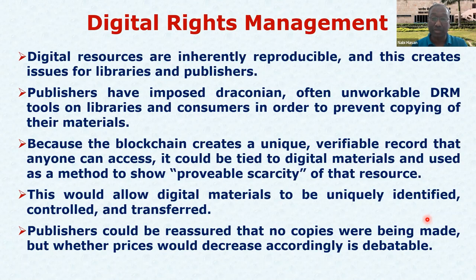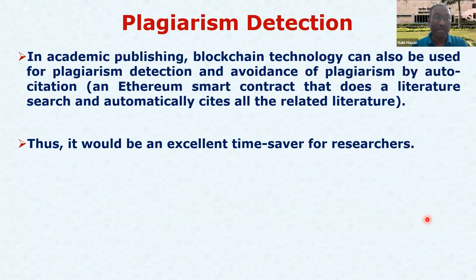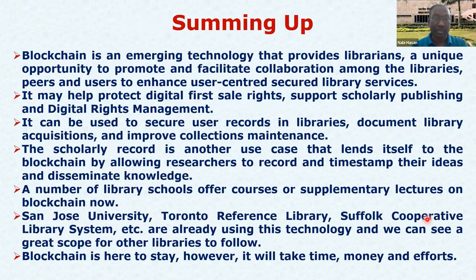It could be tied to digital materials as well, and it can safeguard the interest of the publishers as well. In academic publishing, blockchain technology can also be used for plagiarism detection and avoidance of plagiarism by auto citation. An Ethereum smart contract that does a literature search and automatically cites all the related literature. Thus, it would be an excellent time saver for researchers.